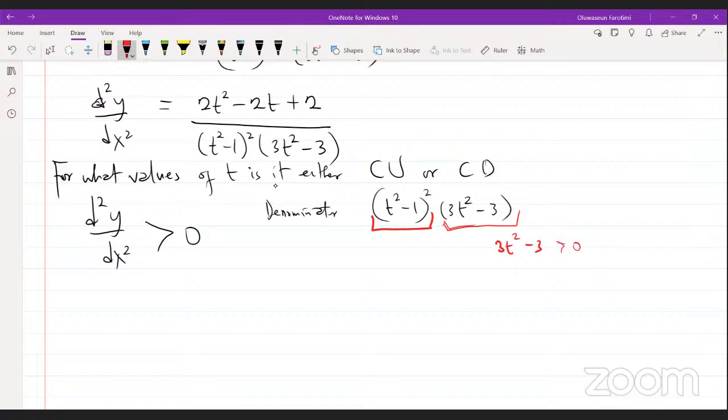Suppose this is greater than 0, because you need this to be positive. That's why we're putting it here. So this becomes 3t squared is bigger than 3. That means my t squared is bigger than 1. Okay, so that means your t has to be bigger than 1.